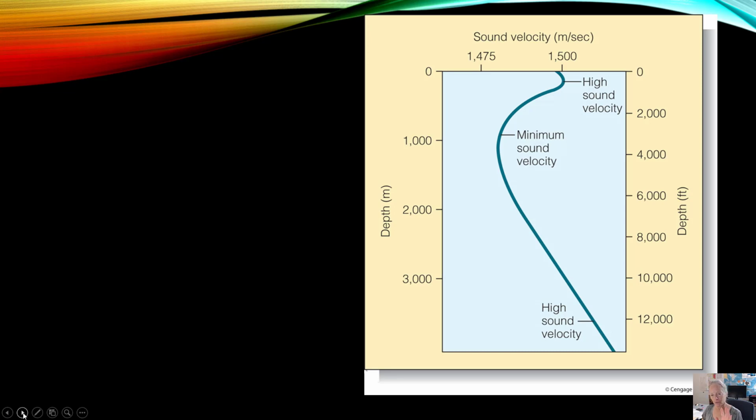Another great graph that's in your book. So we're looking at sound in meters per second. So velocity, sound velocity, how fast it's moving in meters per second. Slower, faster. Then we're looking at depth in feet and depth in meters. And let's just go to the feet, right? 0 feet to 1,200 feet.